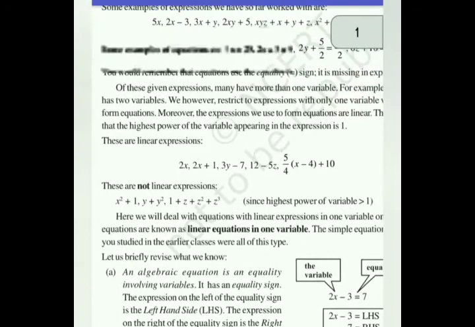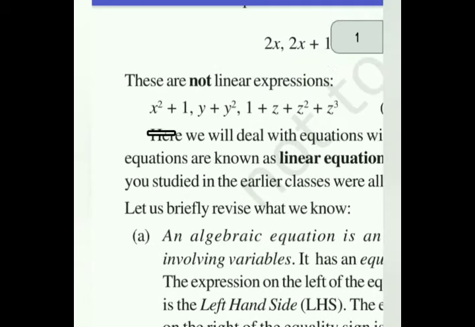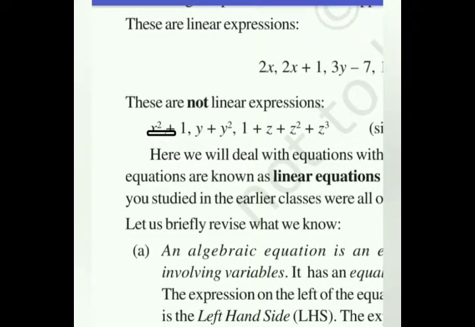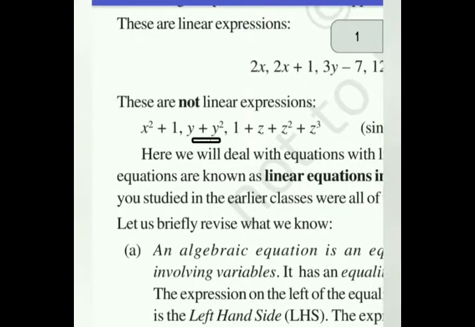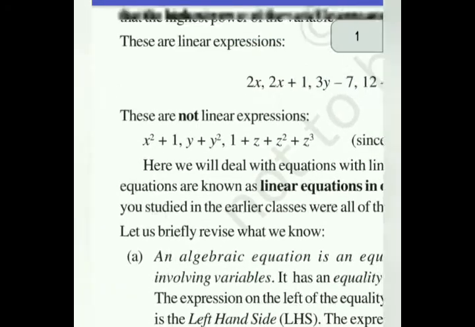Similarly, these are not linear expressions: x square plus 1, y plus y square, 1 plus z square plus z cube. In our first example, x square plus 1, the power of x is 2. Next is y plus y square. Here y is the variable and the highest power of y is 2. Next is 1 plus z square plus z cube. In this example z is a variable and z has the highest power 3. That's why these are not linear expressions.